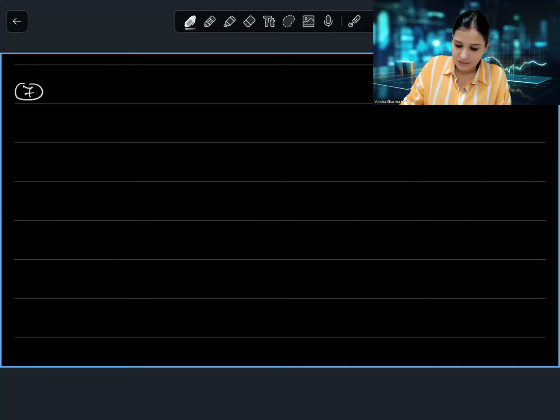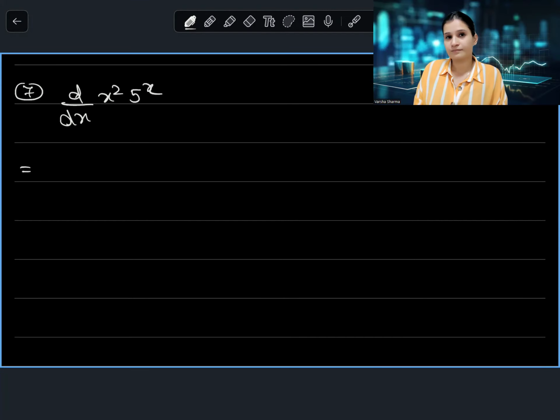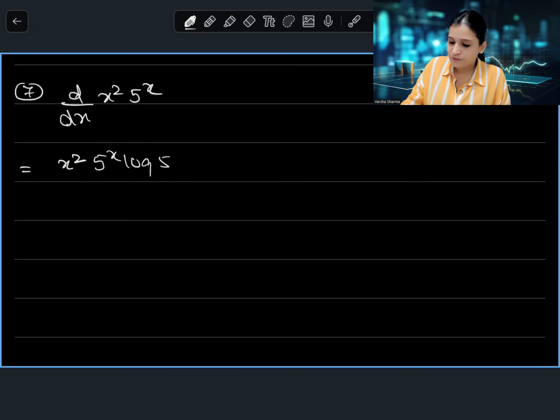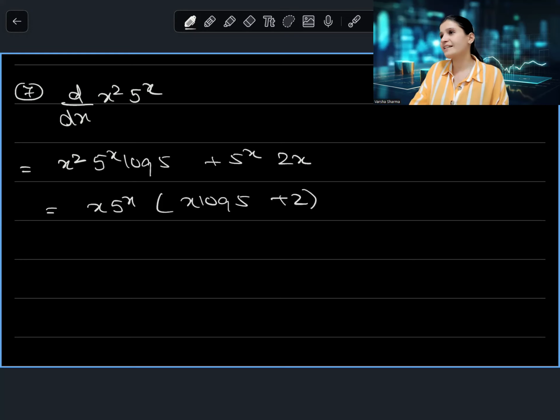Question number 7. Differentiation of x square into 5 power x. Ma'am, x into 5 power x in bracket 2 plus log 5 into x. x square, differentiation of 5^x is 5^x log 5, plus leave 5^x, differentiation of x square is 2x. Taking x into 5^x common, x log 5 plus 2. Not necessary, but it looks prettier.